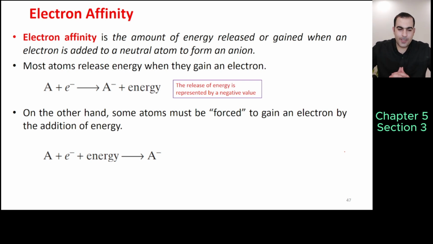Electron affinity. Electron affinity, we can say, is the opposite of ionization energy. It is the amount of energy released or gained when an electron is added to a neutral atom to form an anion.